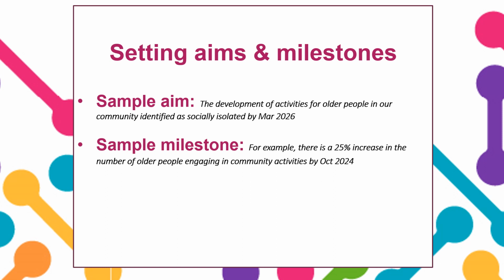To track the charity's performance in meeting an aim, you can set some milestones. These are significant steps towards achieving your aim. An example of a milestone might be there is a 25% increase in the number of older people engaging in community activities by October 2024.